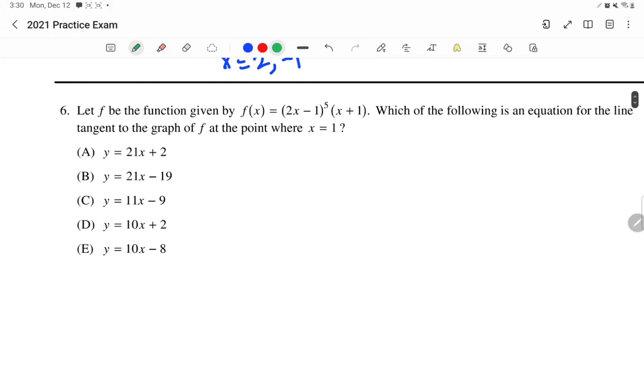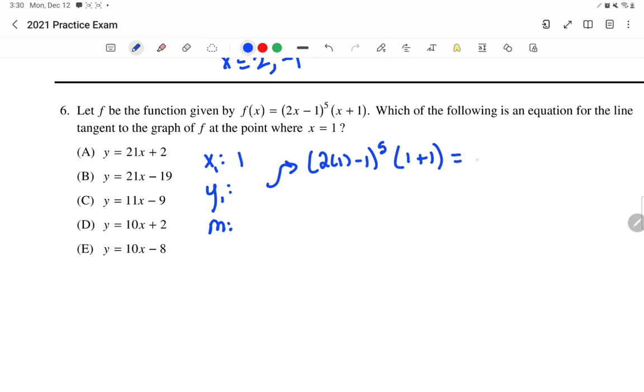Okay. Next up, we're asked for a tangent line, and this is going to be x1, y1, and m. This is a little bit of a complicated tangent line question. The x1 is 1. To get the y1, we're going to plug that into the original. So this is 2 times 1 minus 1 to the 5th times 1 plus 1. That's 2 minus 1 is 1 to the 5th is 1 times 2, which is just 2.